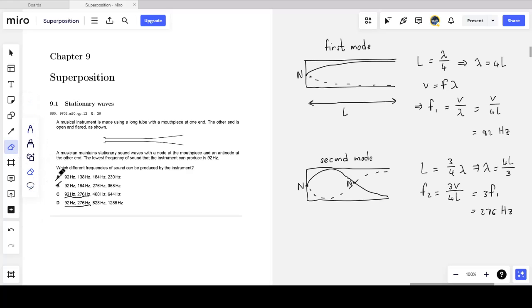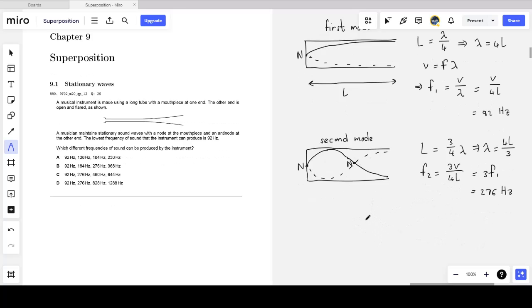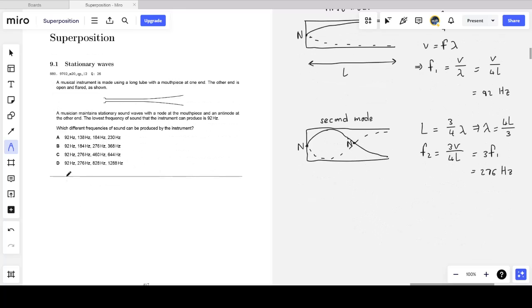Remember, again, you don't need all this working. If you remember what the first 3 frequencies are for a pipe that's closed at one end, then by all means, you can just write the answers down. But this is how you would go about calculating it. And so I have the first mode and the second mode, but unfortunately, I am stuck between C and D, so I have to draw one more diagram to figure out what the third mode of vibration will be.